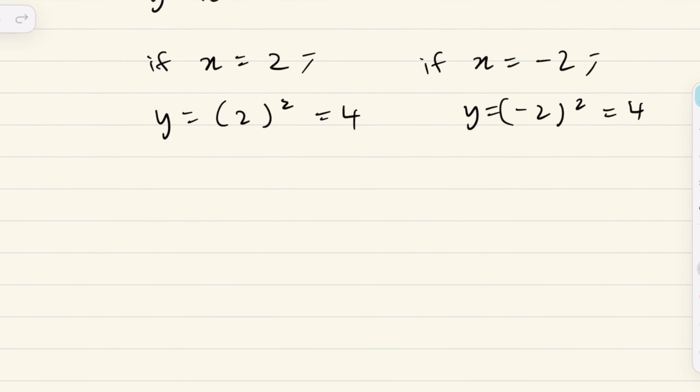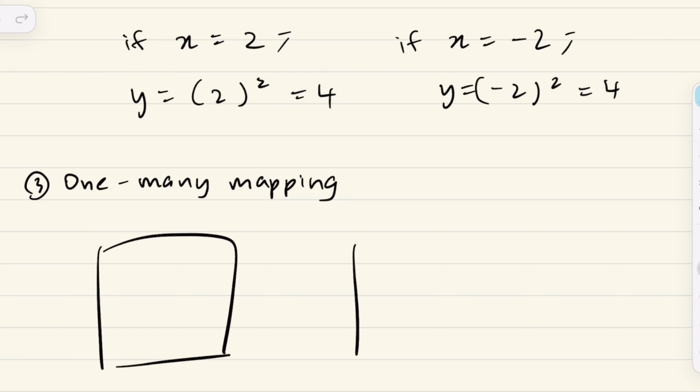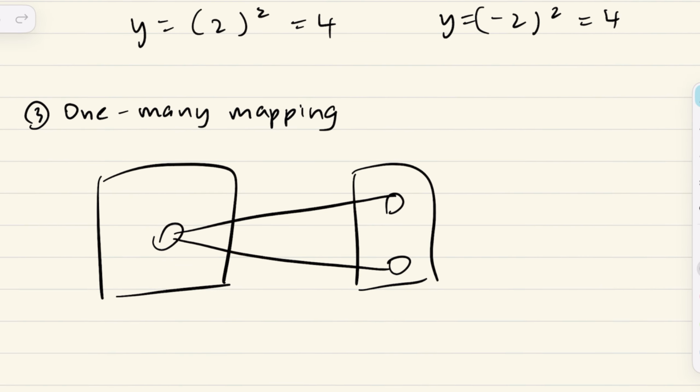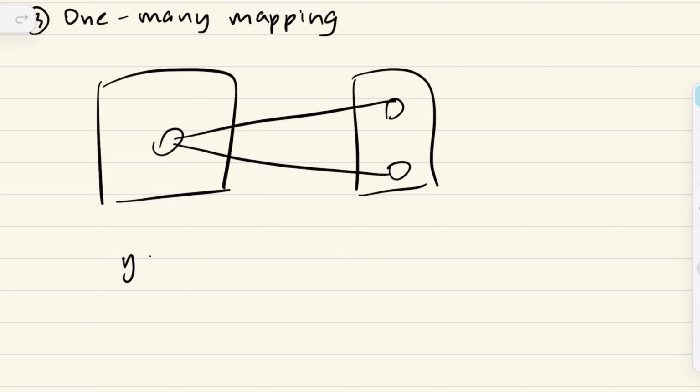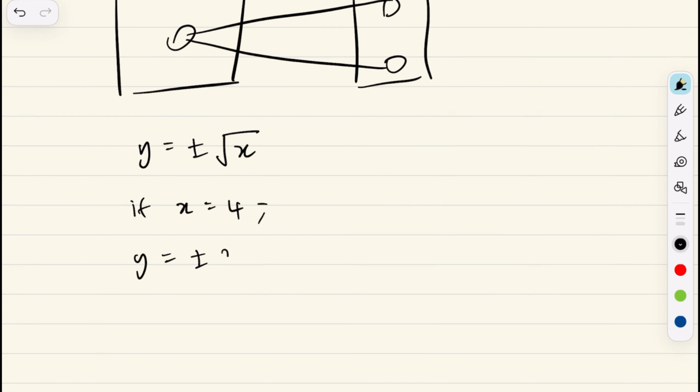Now the third kind of mapping is a one-to-many mapping. Again, inputs, outputs. In this kind of mapping, one input gives more than one output. Let me show you an example. Let's take the equation y equals plus or minus the square root of x. If x is equal to 4, we have one input, and y is going to be equal to plus or minus 2, positive 2 or negative 2. So we have two outputs. This kind of mapping is not allowed when we talk about functions, but more on that later.